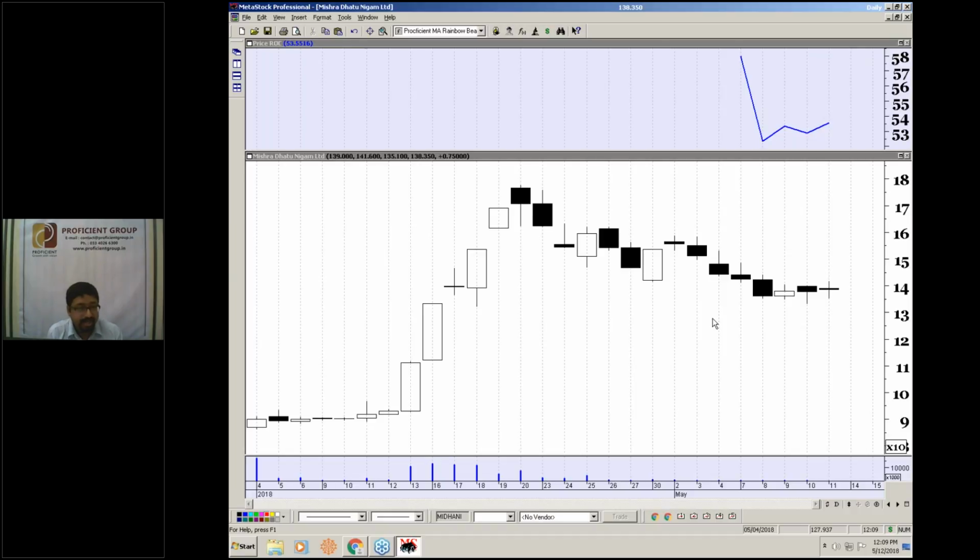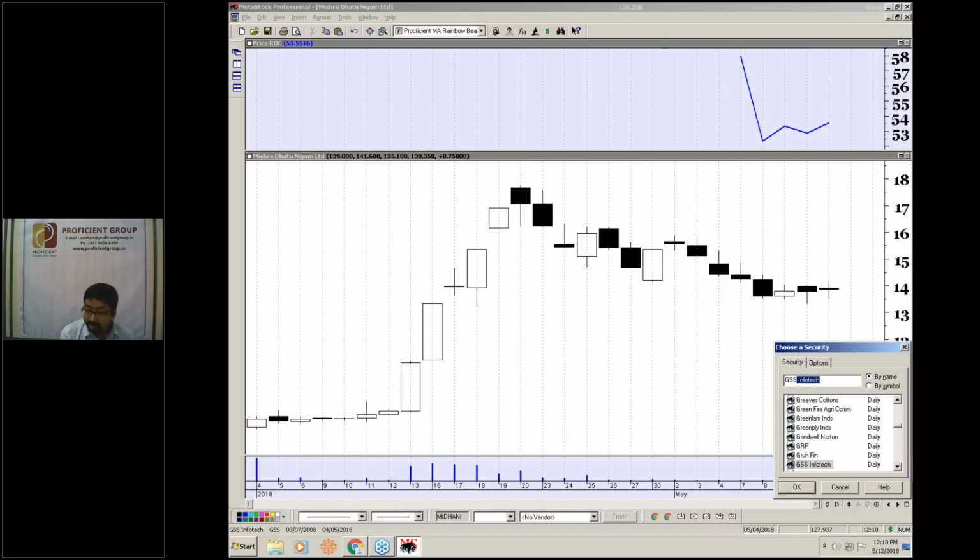I'm not saying to buy Mishra Dhatu Nigam right now, but if you are seeing a closing above 155, I will recommend you to buy there, right? Because the uptrend is not suspended as yet. The uptrend is not over as yet. It is only in a pause mode, right? It can resume anytime. And once it closes above 155, the possibility of resumption is quite high. So keep an eye on this stock.